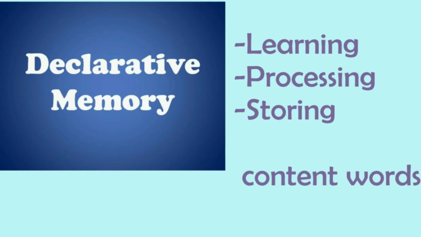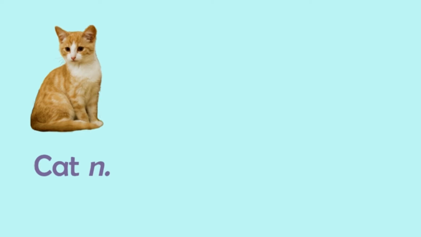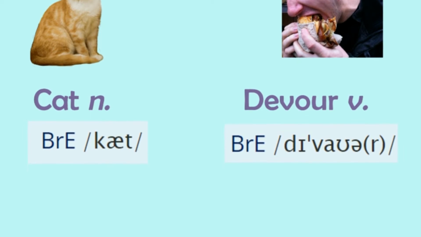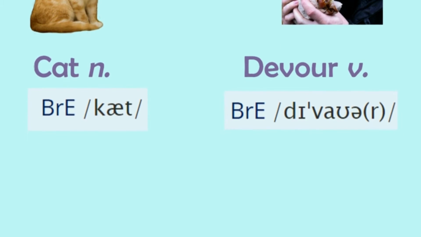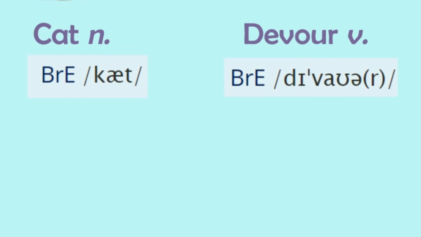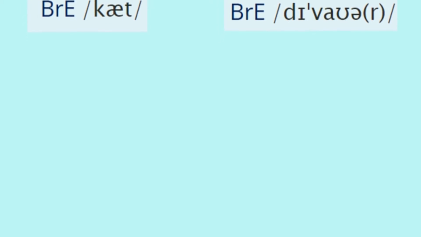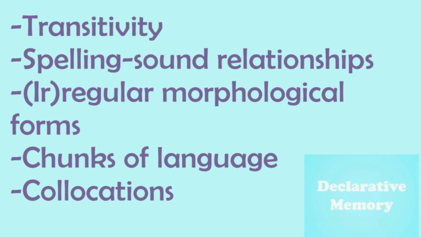When it comes to language, both Language 1 and Language 2, our declarative memory should be crucial for learning, processing, and storing content words, for example cat, or verbs like devour; their phonological forms, their meanings certainly, subcategorization knowledge, for example, devour requires an object; spelling to sound relationships; irregular morphological forms such as write, wrote, written, happy, unhappy, happiness, unhappiness, happily, unhappily; and chunks of language such as idioms, popular phrases, set expressions, collocations, among others.